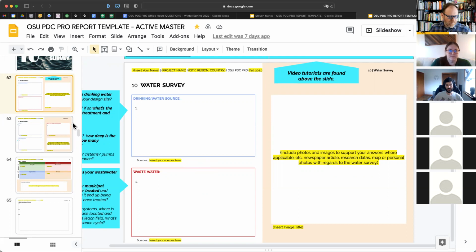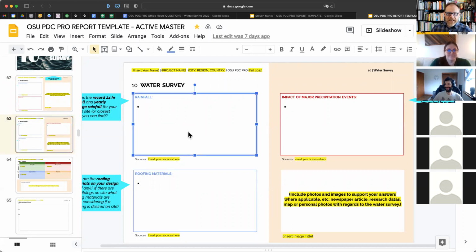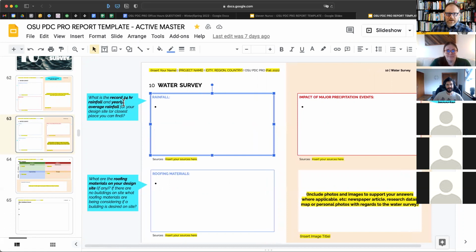I worked briefly at a wastewater treatment plant in Edmonton, and it was a fascinating view into taking care of human needs. This is a bit of a recap: take a look at the record 24-hour rainfall and yearly average rainfall for your site or the closest place. What's the impact of major precipitation events?